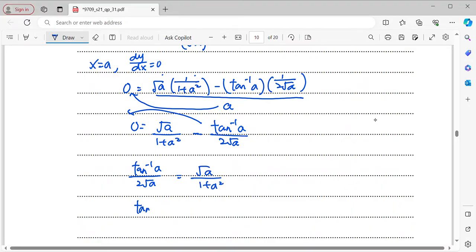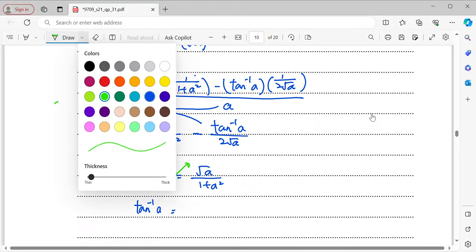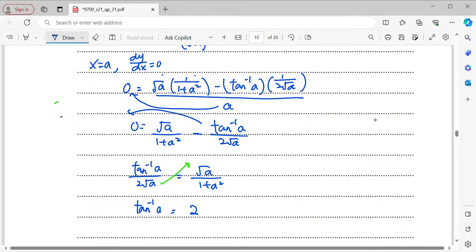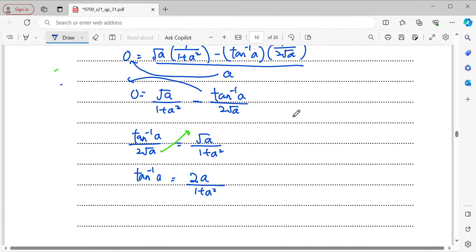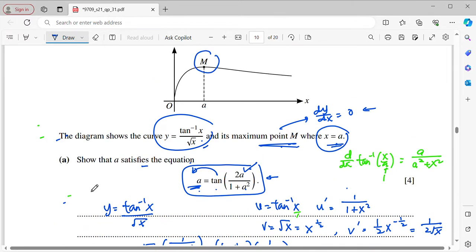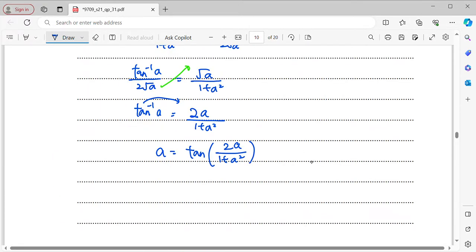Then now I get inverse tangent a as the subject. So then you have to move this 2 square root a to the right side. So then I will get 2 square root a times square root a, which will be a. So I'm getting 2a over 1 plus a squared. And then now what I need to do is just move this inverse tangent to the other side. So now my a is going to be tangent of 2a over 1 plus a squared. So this is how we show this. So shown.